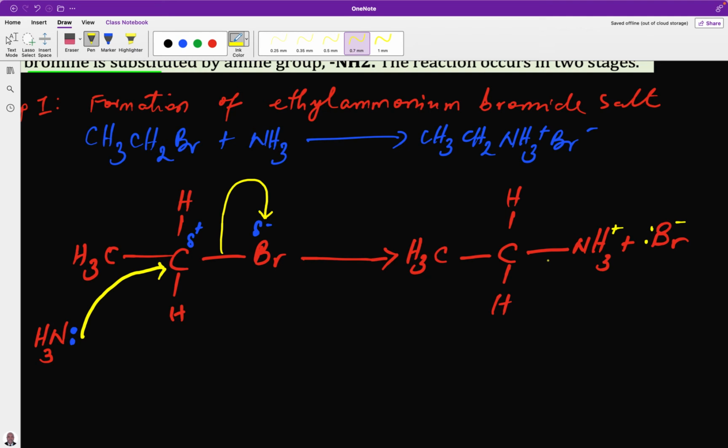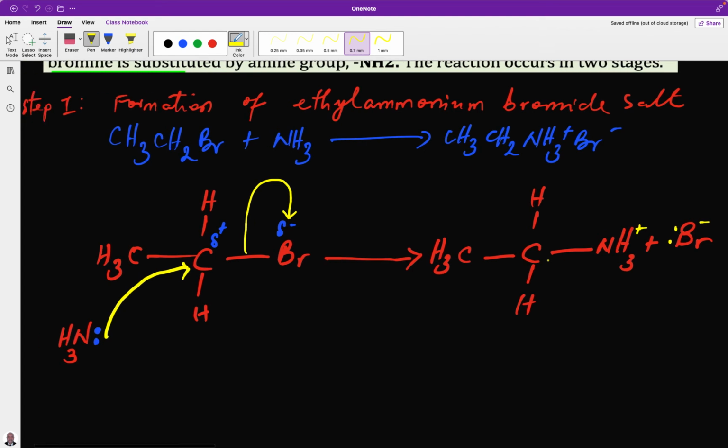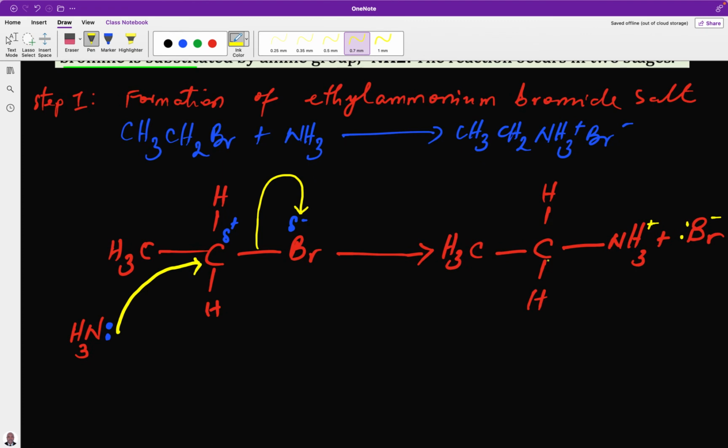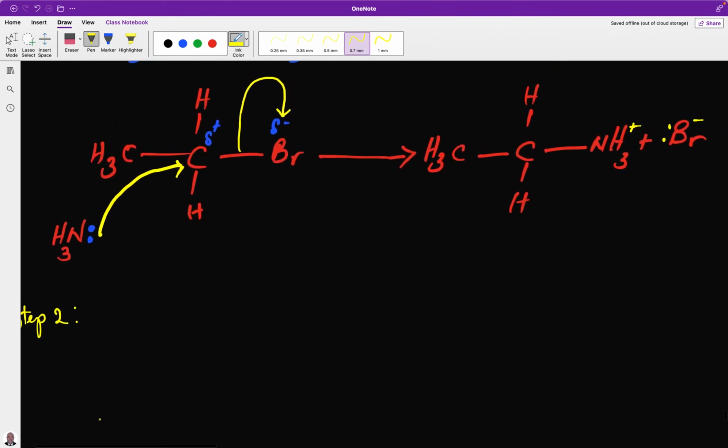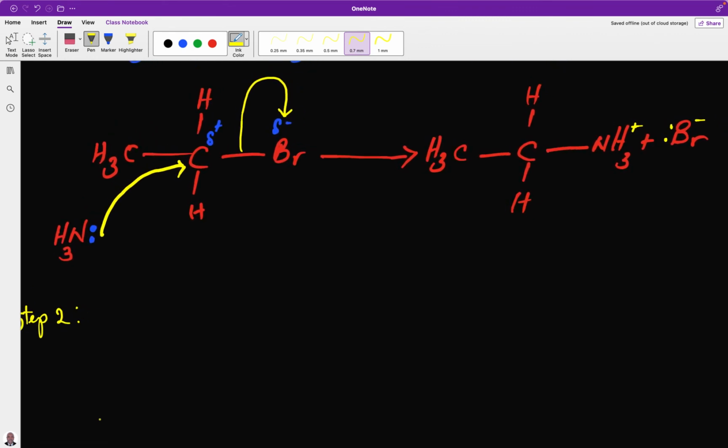Step 2. What happened in step 2? In step 2, there is formation of ethylamine.